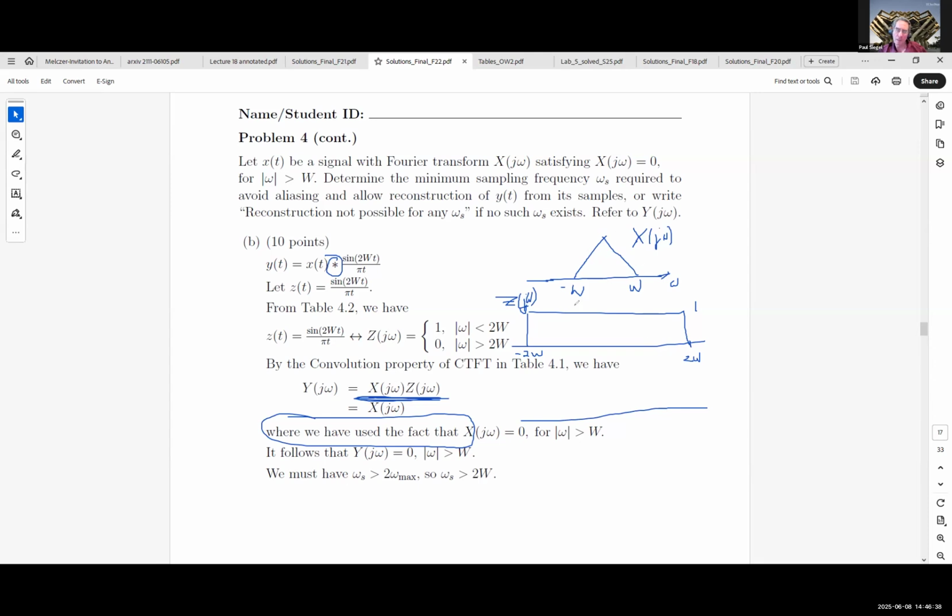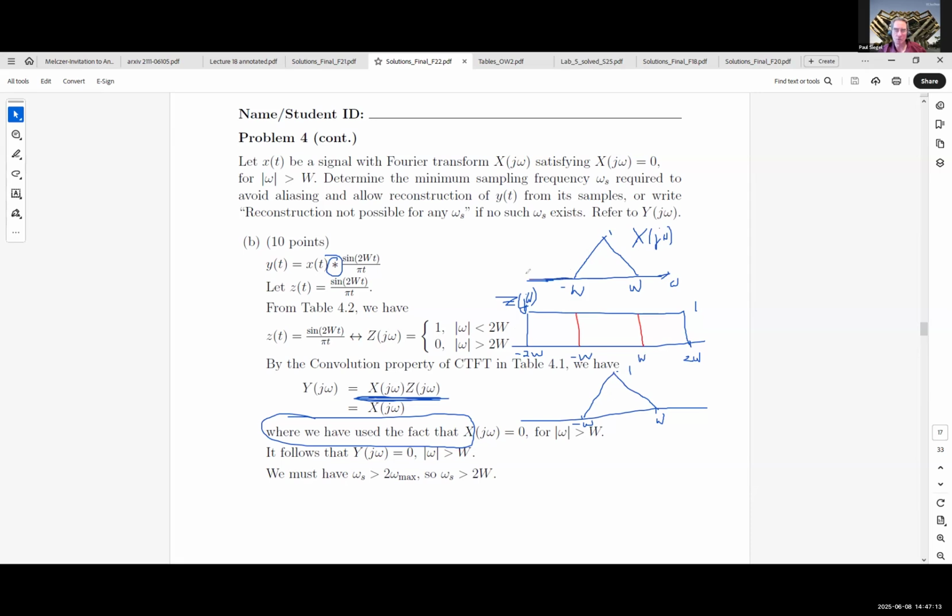Well, between minus w and w, z of j omega is equal to 1. So that means it doesn't affect anything in between. We're going to multiply x of j omega from minus w to w by 1. It's going to look just like x of j omega. Okay, that makes sense.